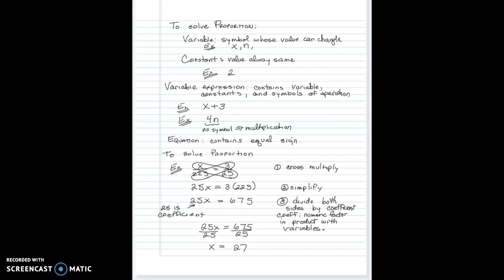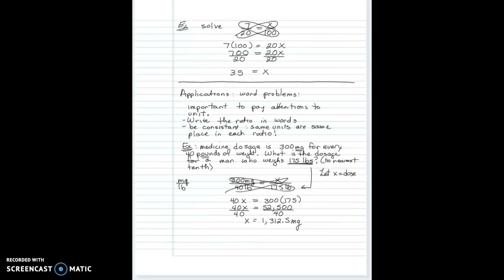That 25x, that 25, that constant factor is called my coefficient. And so now what I want to do is divide both sides by the coefficient. So dividing by 25, I get 25x divided by 25 is equal to 675 divided by 25. We've got to do the same thing, the same division, to both sides of the equal sign. On the left, when I divide, I get x. On the right, I get 27.